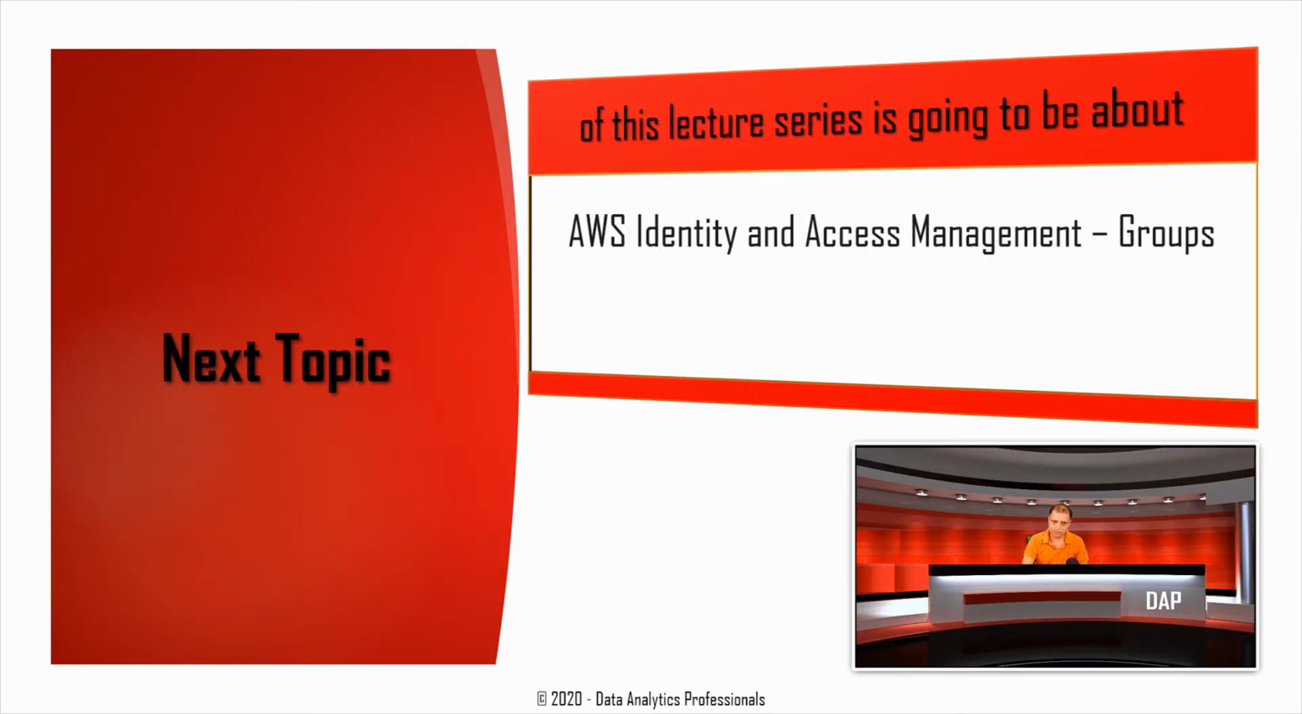Now, the next topic of this lecture series is going to be about AWS identity and access management groups. Once we create different users, we then create groups and put different users into different groups. For example, administrative users in one group, developers in another group, and data analysts, data scientists, machine learning experts and so on could be in different groups. We can then assign policies to these groups, and those policies will manage the access for users within the groups.